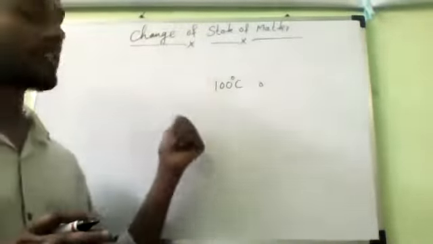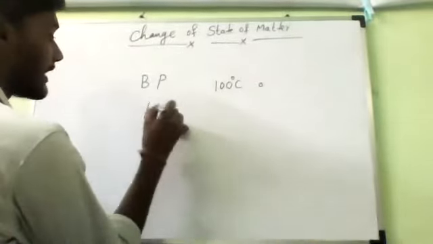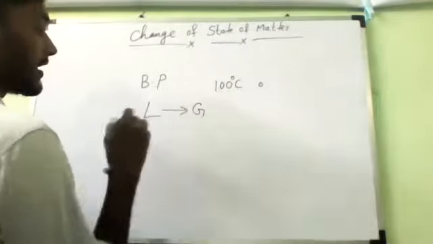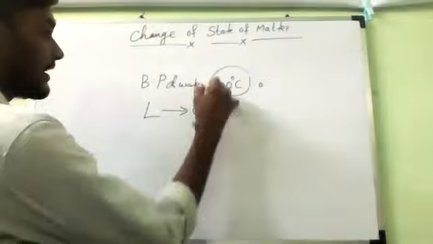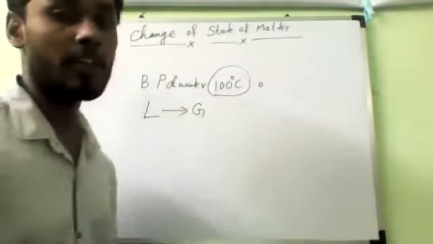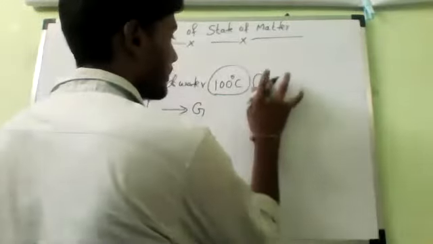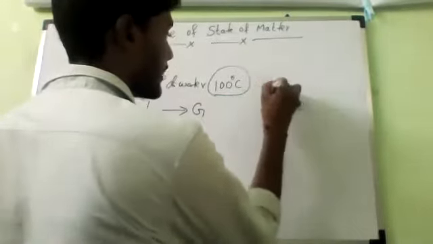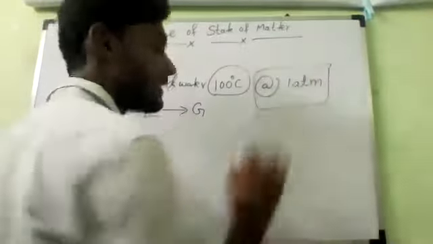If they ask you what is the boiling point of water, boiling point means where the liquid state converts into gaseous state. So the boiling point of water, we have studied, is 100 degrees Celsius. But one more parameter you should include here. What is the parameter I'm saying? At 1 atm. That is pressure. Without this, your definition is invalid.